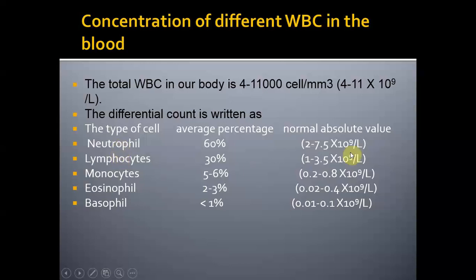For the neutrophils, we have neutrophilia and neutropenia. For the lymphocytes, we have lymphopenia and lymphocytosis, and then monocytopenia, monocytosis, eosinopenia, eosinophilia, and that's it.